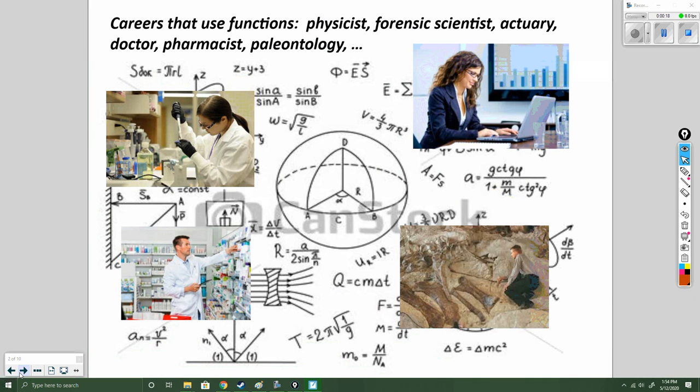Obviously, there are many different careers and many different applications of functions. You know, physicists, forensic scientists, actuaries, doctors, pharmacists, paleontologists, and so on. Computer programming is also another huge one that uses a lot of different functions in order to compute values and do other types of operations.